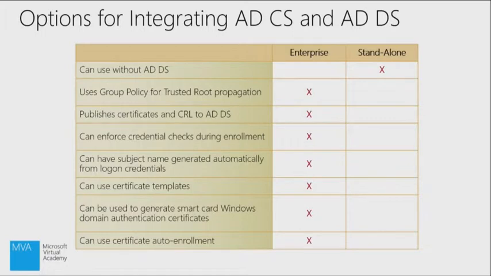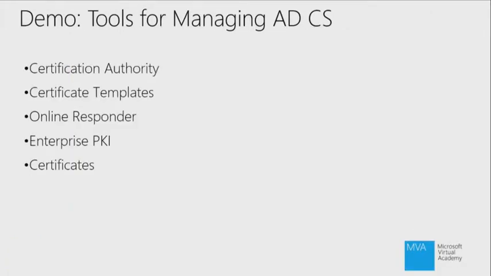And can use certificate auto-enrollment. What this means is, as a user or as a computer, I can designate that when that computer comes online, it automatically gets a certificate for whatever purpose I might want one for. We are going to install this role. I'm going to jump into a demo real quick and install the role, and then we're going to take a look at the tools for managing right off the bat.